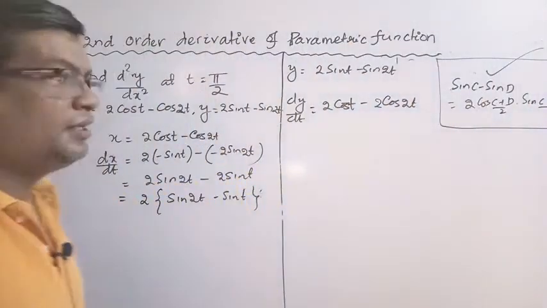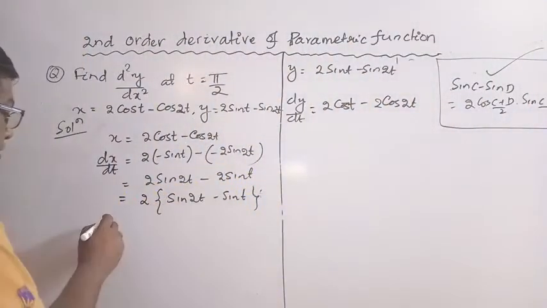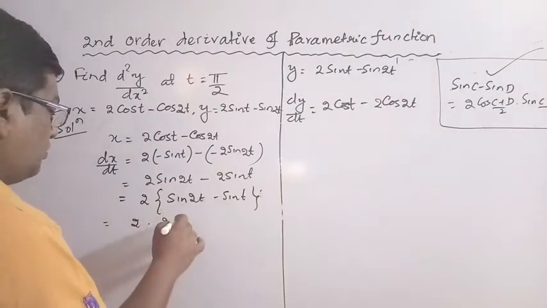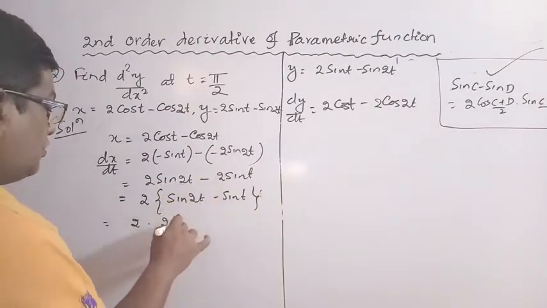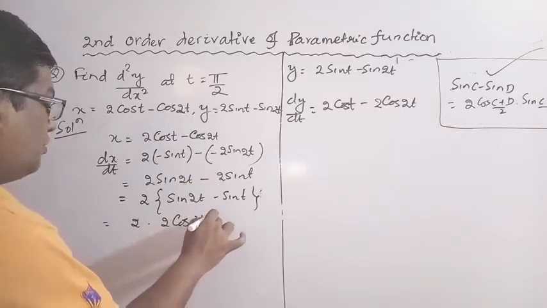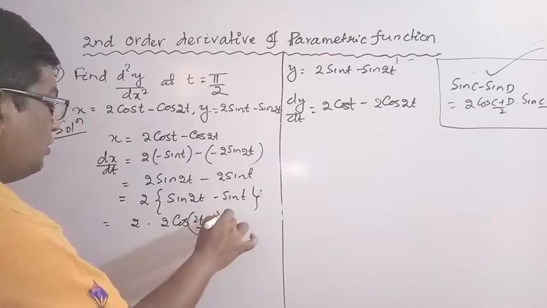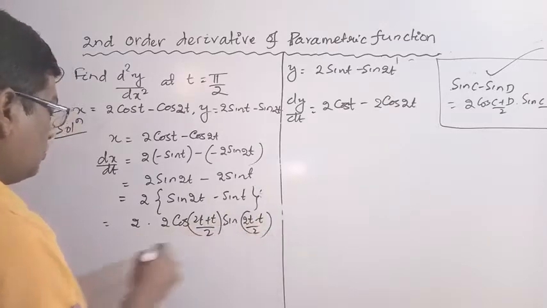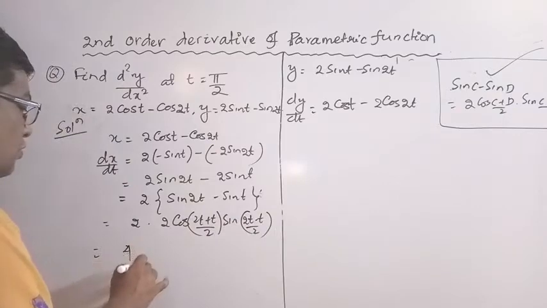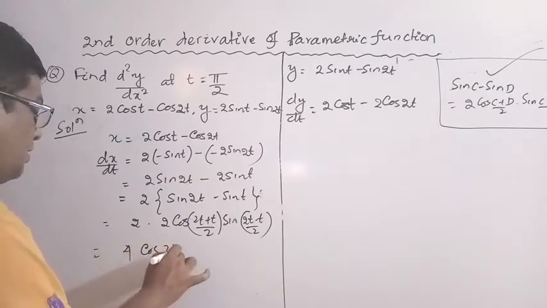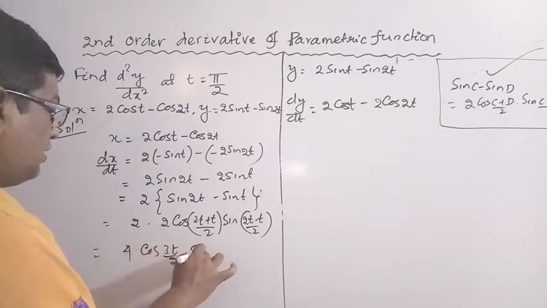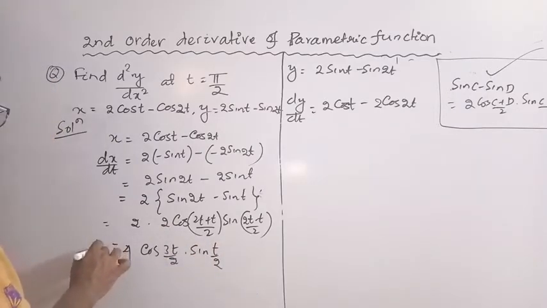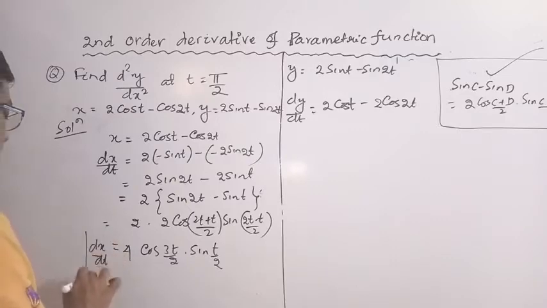So what is here? This is equal to 2 sin of c plus d by 2 into sin of 2t minus t by 2. So this is equal to 4 sin 3t by 2 into sin t by 2. This is dy by dt.